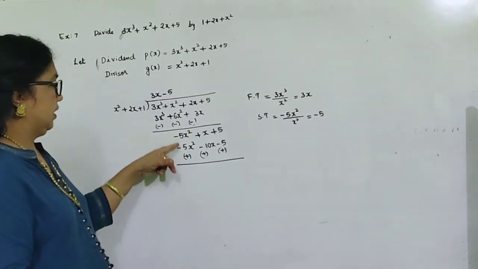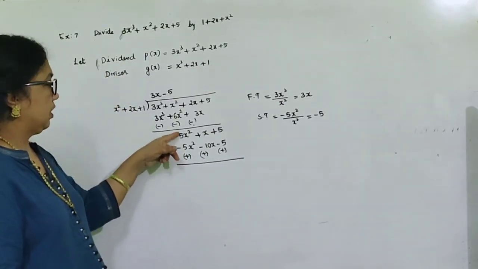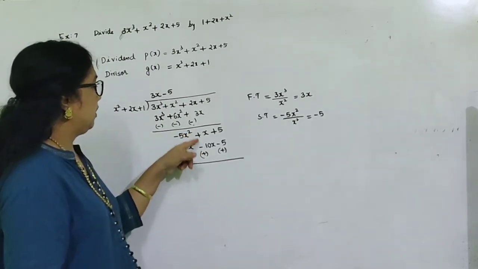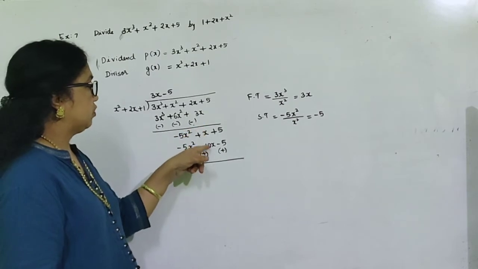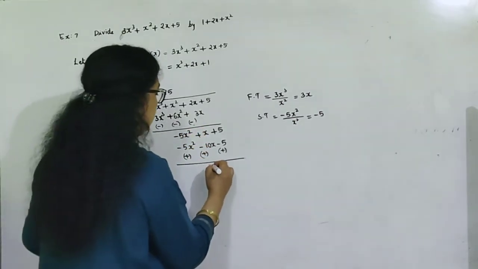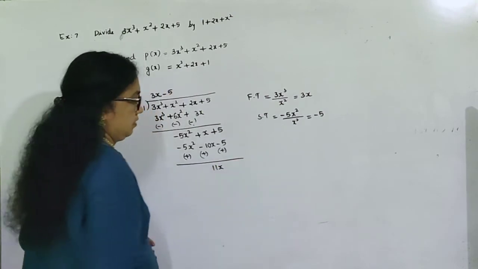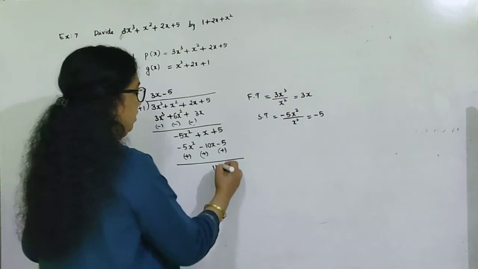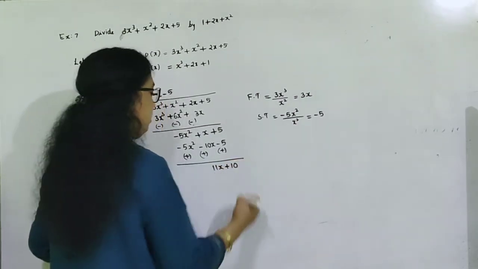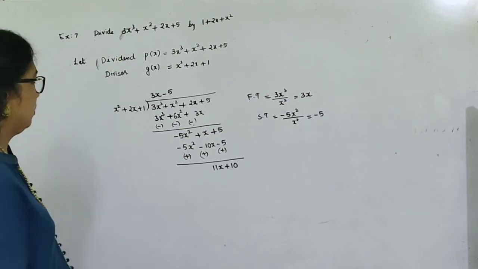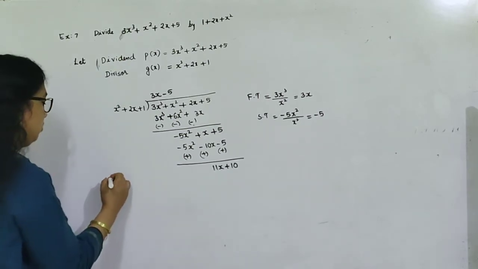Now minus 5x square and plus, different signs, subtraction, then it became 0. Here plus, here also plus, same sign, addition: x plus 10x, 11x. Positive sign only, so write 11x. Now here also plus, here also plus: 5 plus 5, 10. The sign is the same. So in this way we are dividing, and from this you now got the quotient.